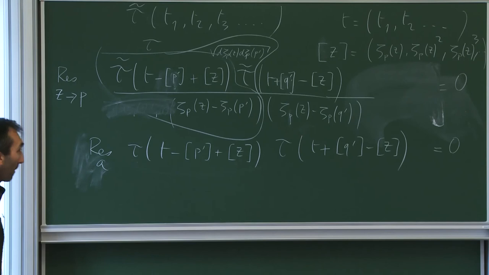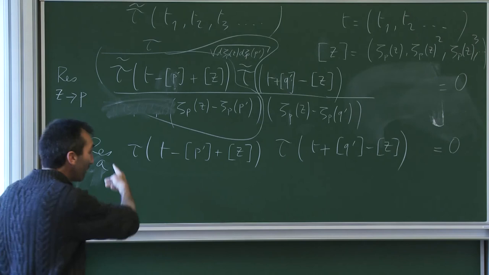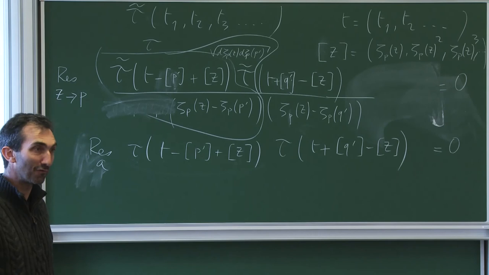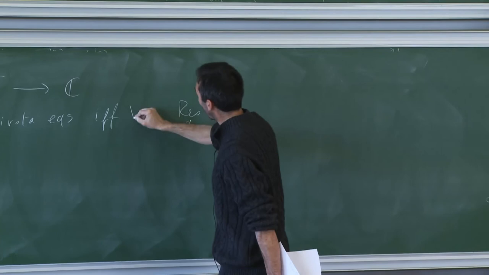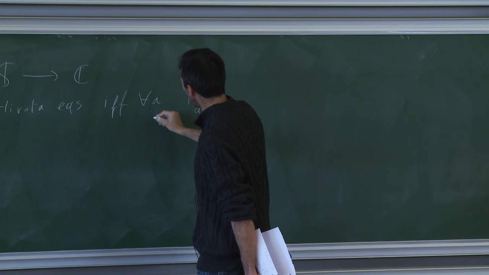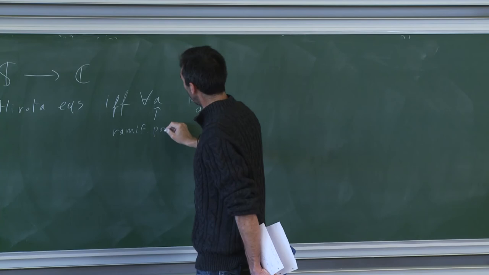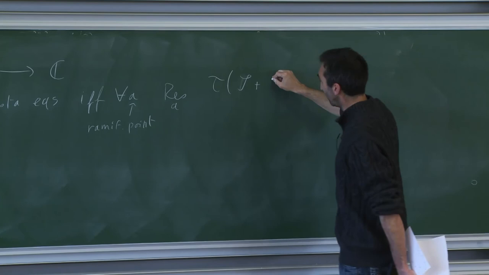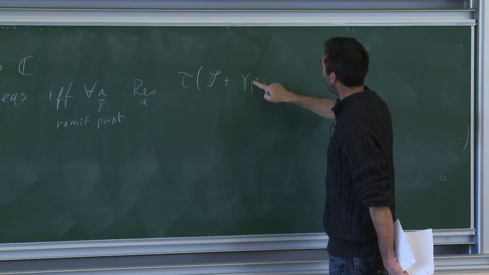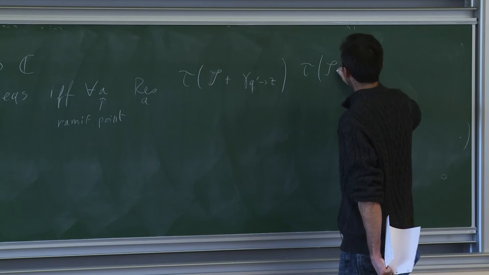So all the KP equations, if this quantity makes sense as a well-defined one-form on the spectral curve, all the KP equations can be written in that way, and that's how I'm going to define it. So at every ramification point, the residue at A of tau of S plus gamma Q prime to Z, tau of S plus gamma Z to P prime equals 0.